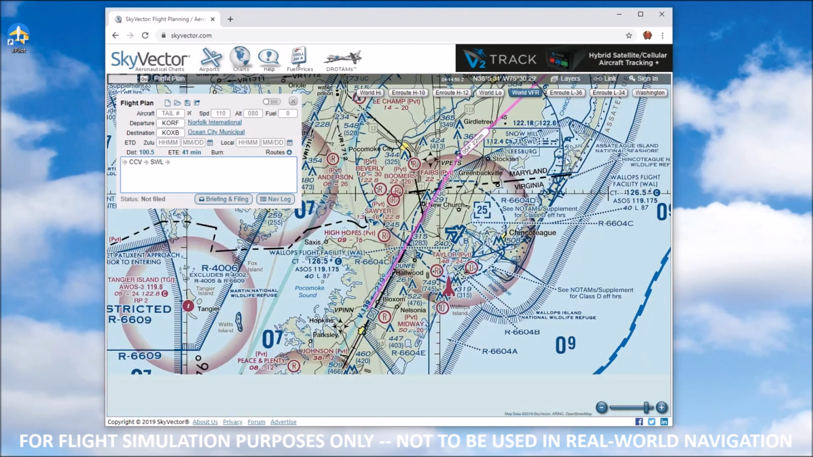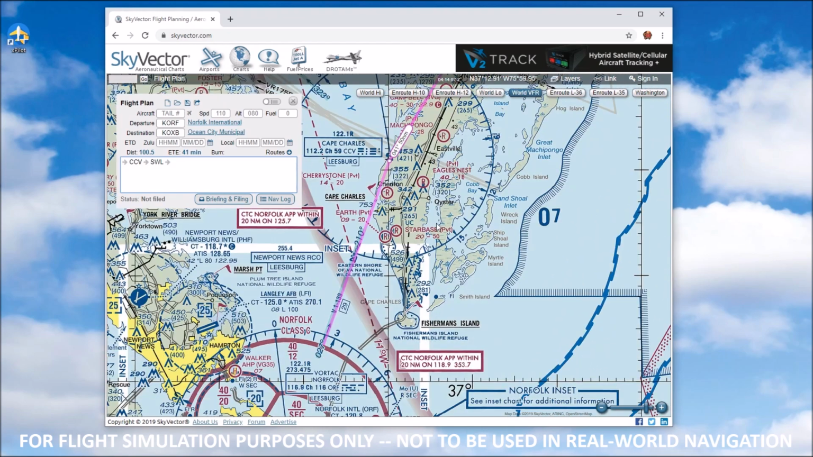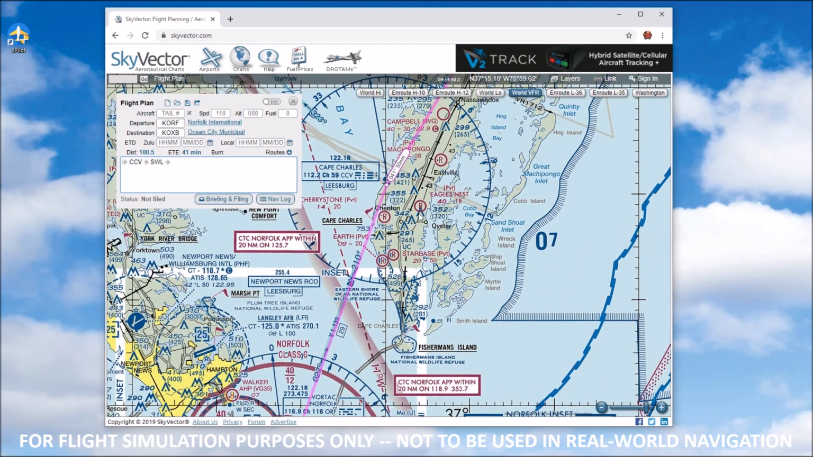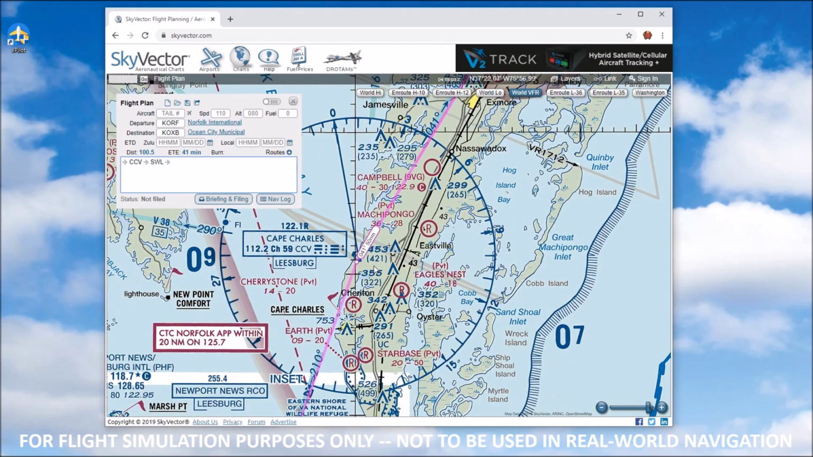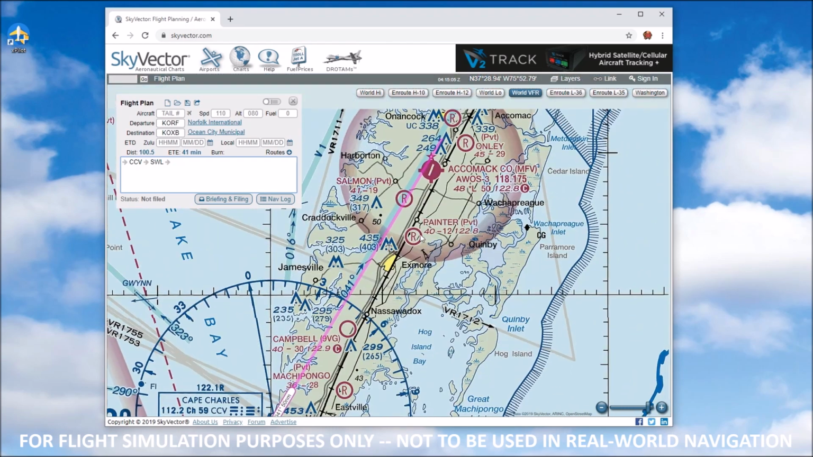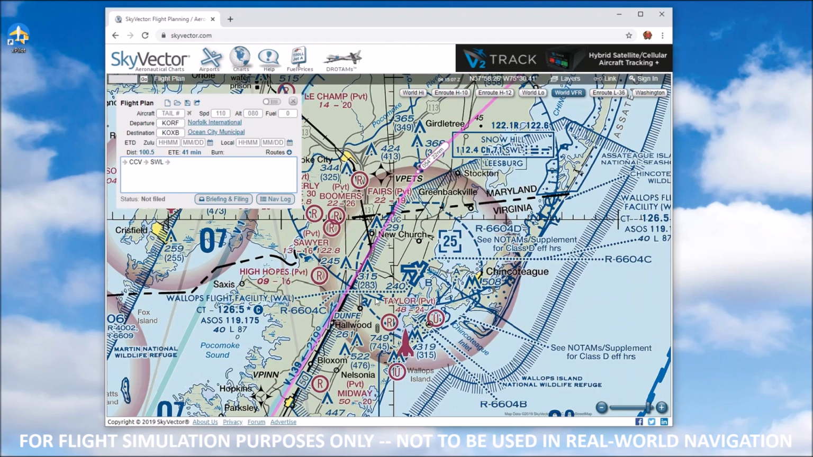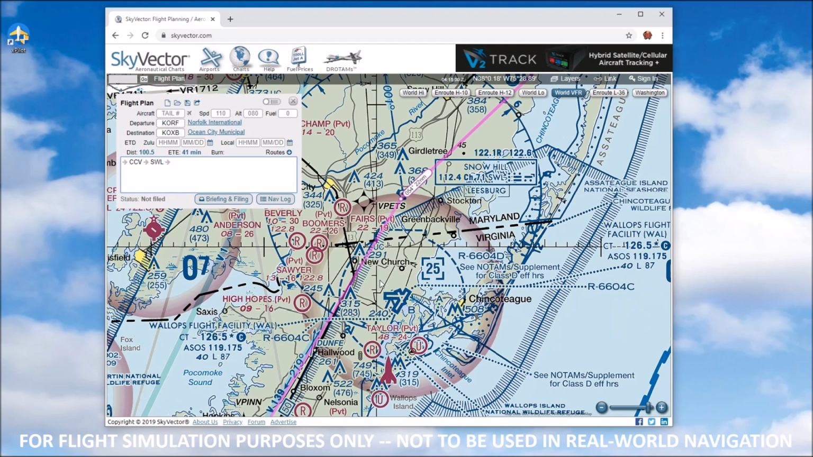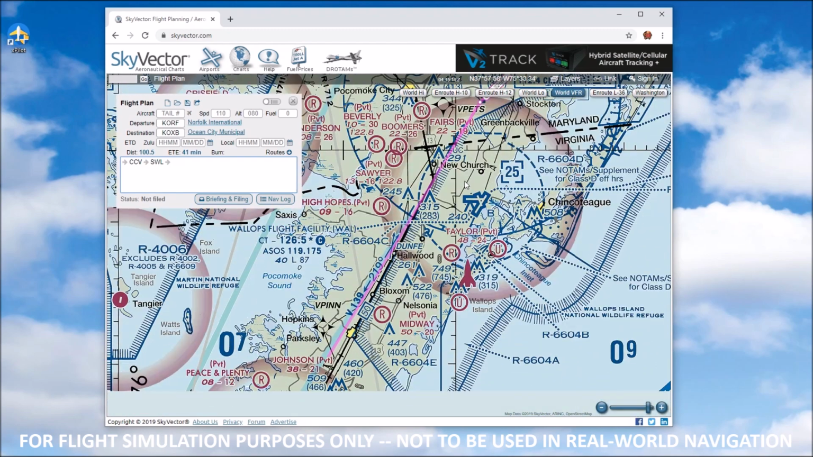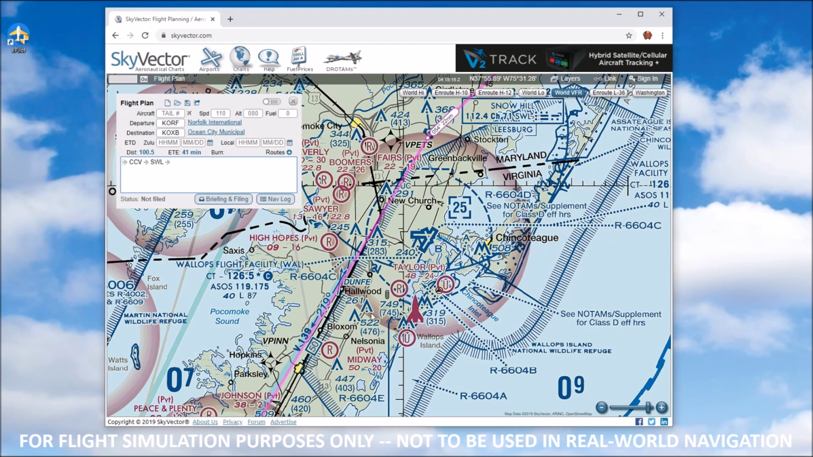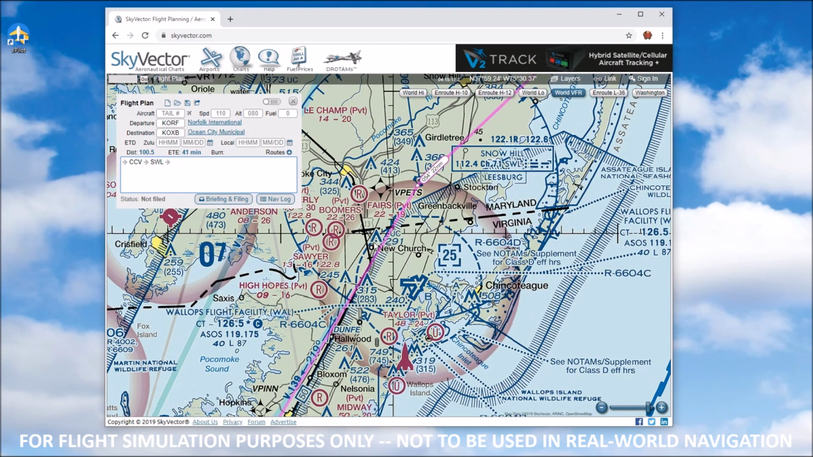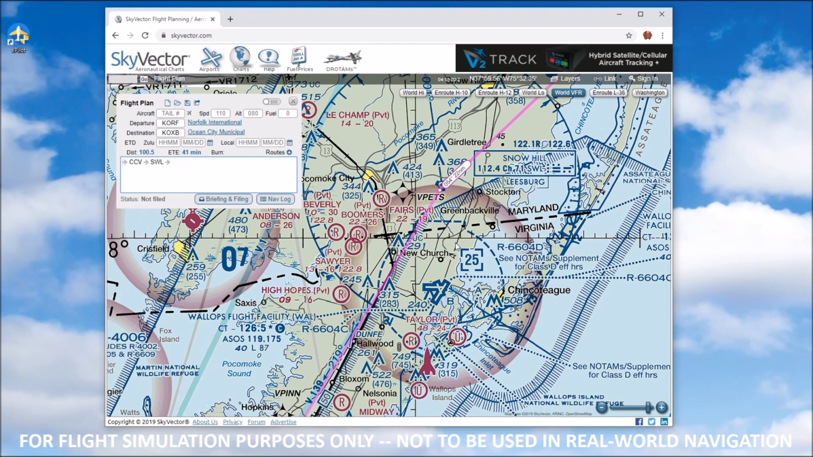Okay. So if we were to depart Norfolk, go direct to Cape Charles, and then from there follow this, what is it, 041 off of Cape Charles and head direct to Snow Hill, you can see that we kind of graze this Wallops Island airspace, not only the Delta around the airport itself, but the restricted airspace too. We can kind of encroach on this edge of it.